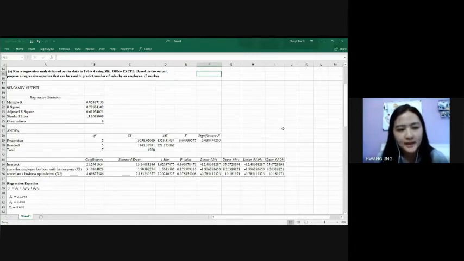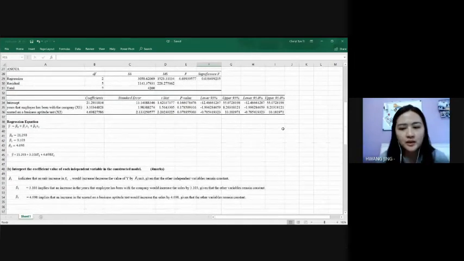So, beta 0 equals 21.293, beta 1 equals 3.103, and beta 2 equals 4.698. We just have to put the values into the equation from the coefficients, which are intercept equals 21.293, X1 equals 3.103, and X2 equals 4.698. Then, the equation is Y equals 21.293 plus 3.103 X1 plus 4.698 X2.